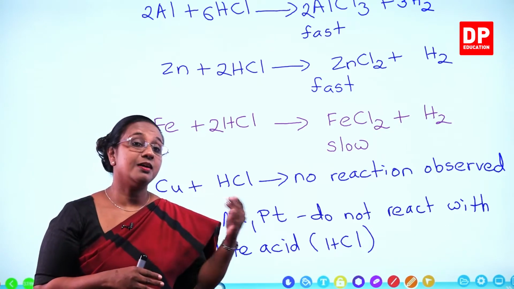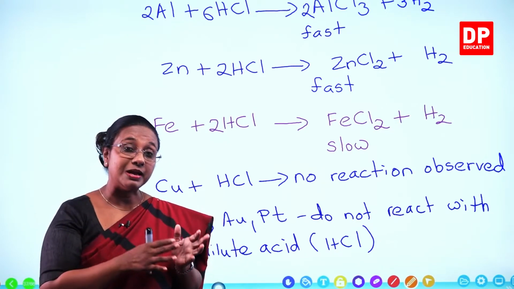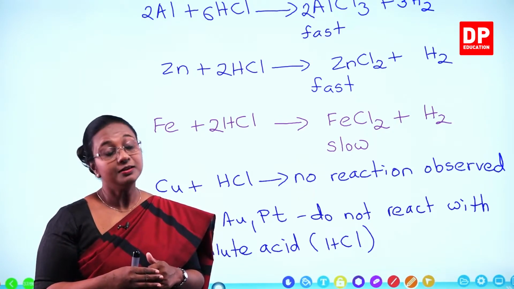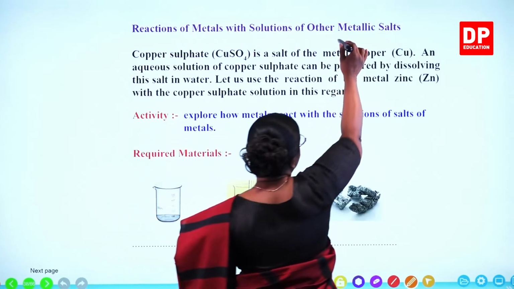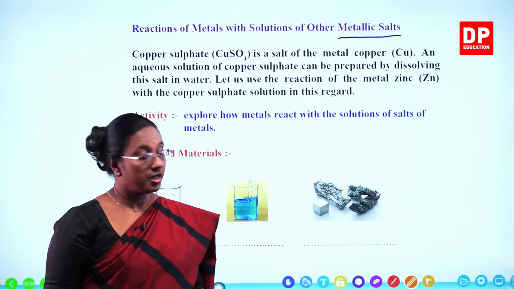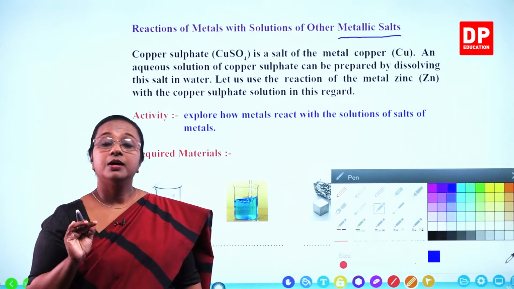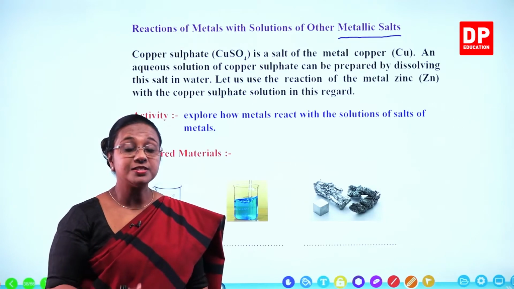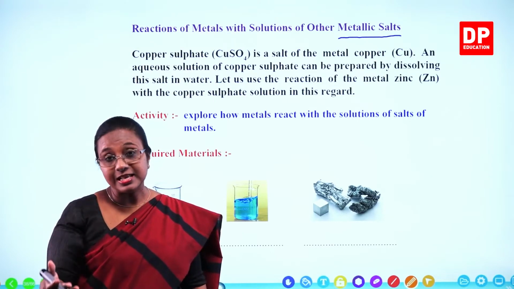So, with that, students, I will move on to the next type of reaction, where we look at the reaction between a metal and the salt solution of another metal. Reactions of metals with solutions of other metallic salts. Look at this term, metallic salts. Earlier we saw all the metals reacting with hydrochloric acid. There, one of the products was magnesium chloride, zinc chloride, aluminium chloride.